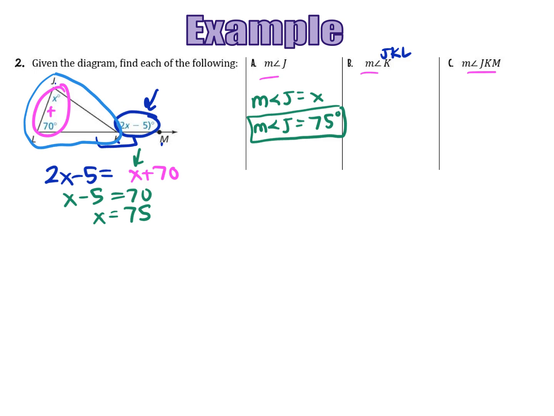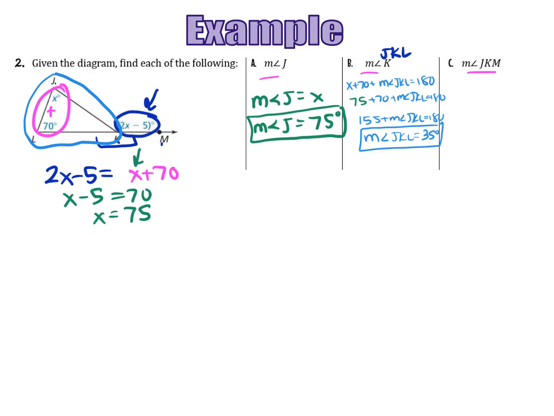And we know that angle J is x and angle L is 70. So let's go ahead and write x plus 70 plus the measure of angle JKL is going to equal 180 degrees. That's using the triangle sum theorem. Then we can substitute in that we know that x is 75. And we can combine like terms. 75 and 70 is going to be 155 plus the measure of angle JKL equals 180. And we can subtract 155 from both sides to get that the measure of angle JKL is going to be equal to 35 degrees.